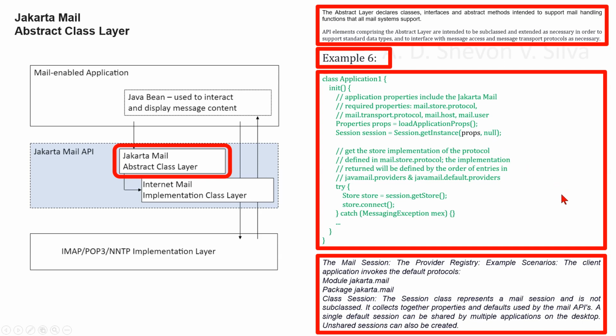A mail-enabled client uses the Session object to retrieve a Store or Transport object in order to read or send mail. Typically, the client retrieves the default Store or Transport object based on the properties loaded for that session. The client can override the session default and access a Store or Transport object that implements a particular protocol by giving the name here, for example, IMAP.